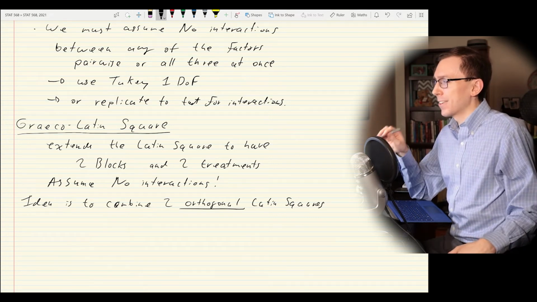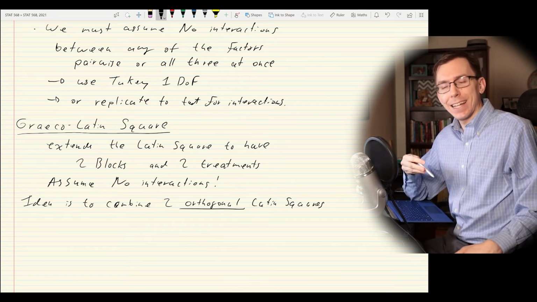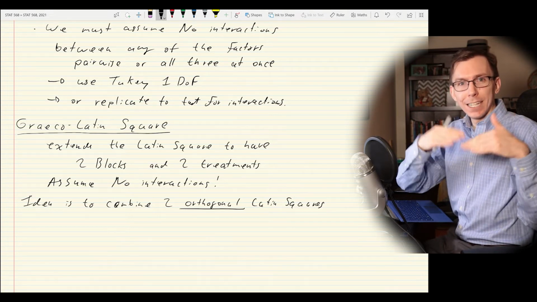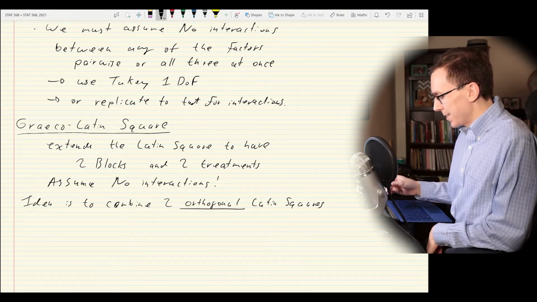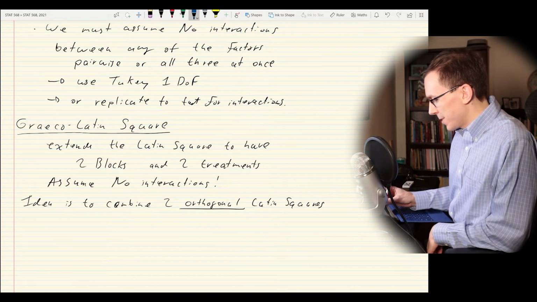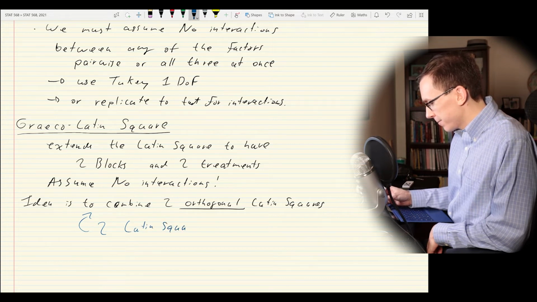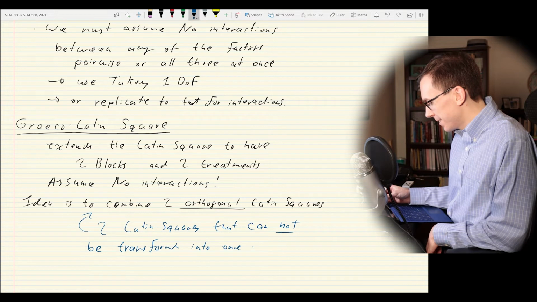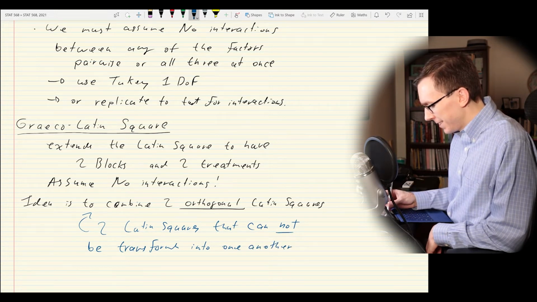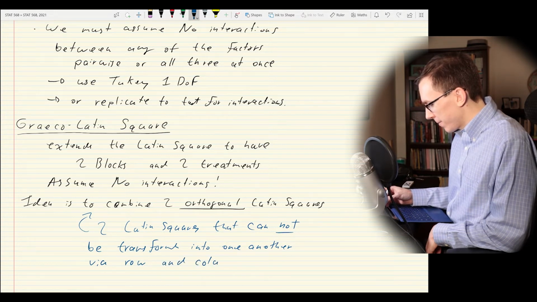If you can write down another Latin square that cannot be translated into the first one by row and column swaps, it's orthogonal. So in this case, we'll say 2 Latin squares that cannot be transformed into one another via row and column swaps.